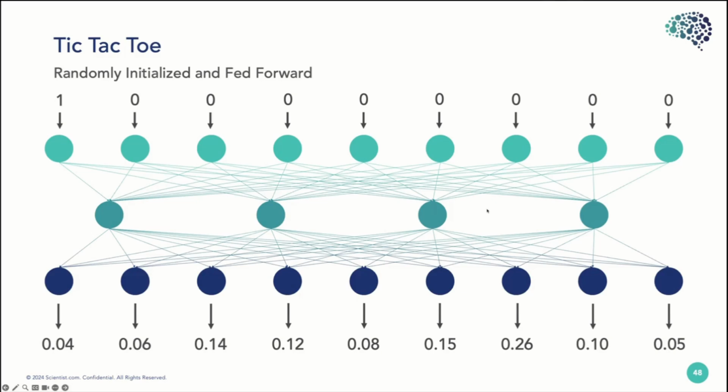Okay, so now let's feed this forward. We're not going to go through all of the math. We're going to do this a lot quicker than we did the feed forward step. But this is how you're going to feed the data through. It's going to be 1 followed by a bunch of zeros.